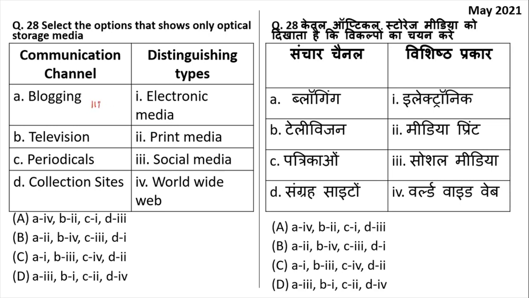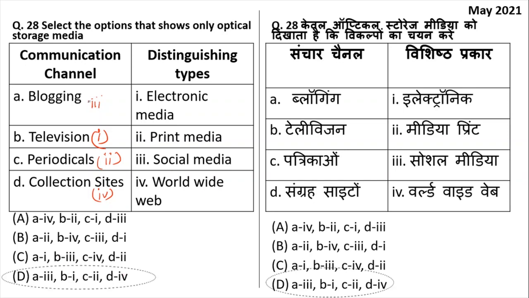Then television. Television is a kind of electronic media. Periodicals is a kind of print media, while collection of sites is World Wide Web. So the answer is 3124. D is the right answer.